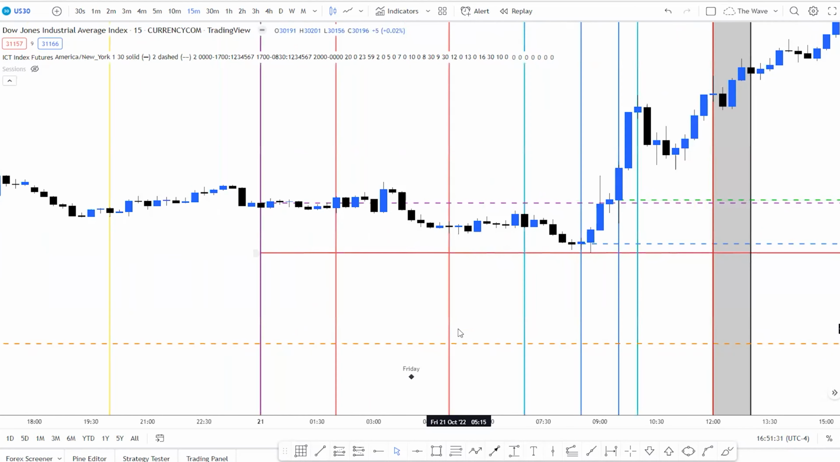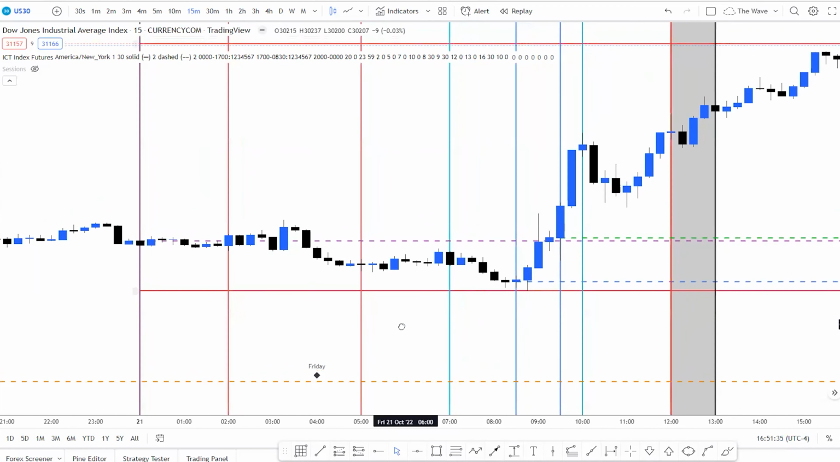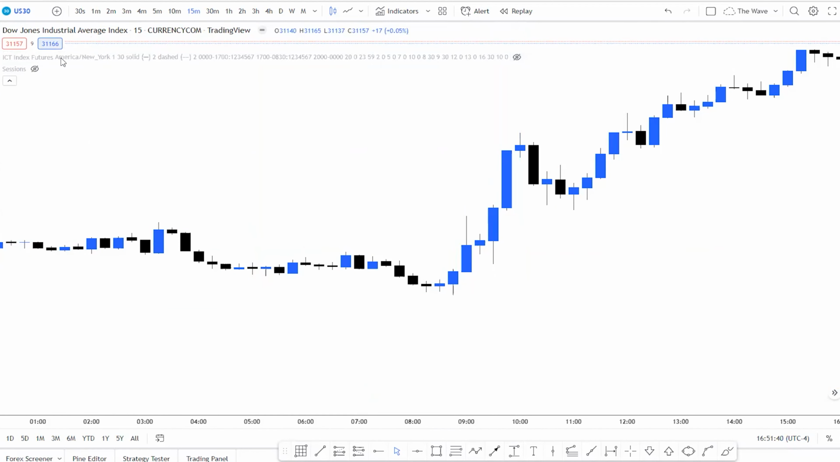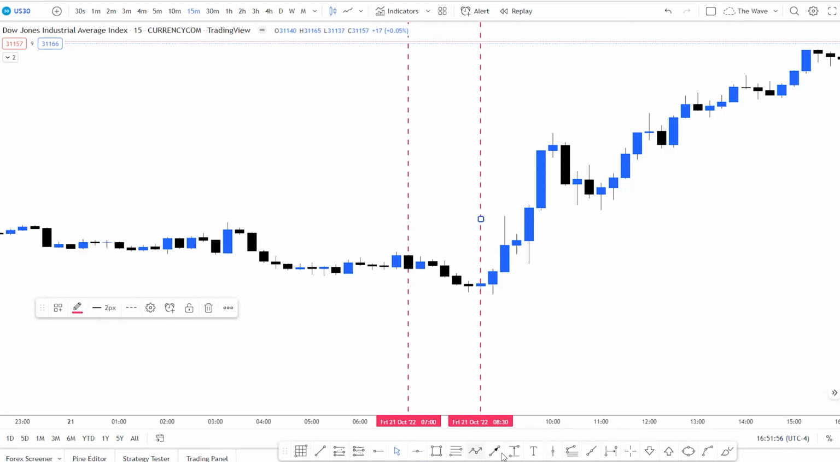So as you can see, right in here. Now I'm going to hide this for a second for teaching purposes, but that's one of the indicators that will help you out moving forward. So I'm just going to write some vertical lines here. So we have our 7 a.m. open. Then the second time is 8:30. We have 9:30. And then you have 10.